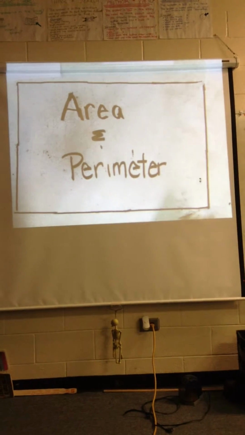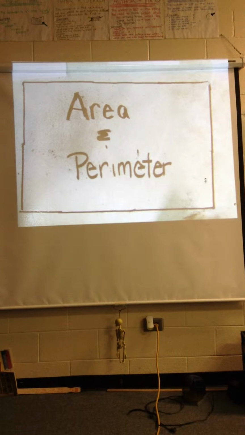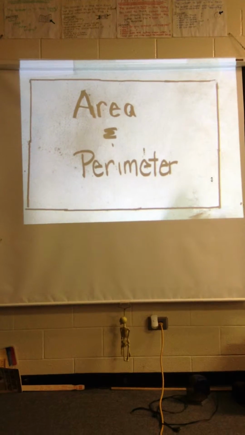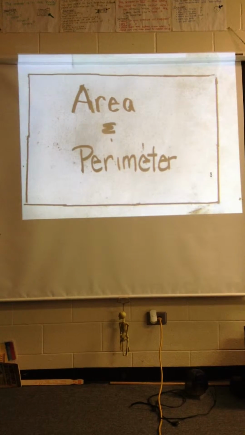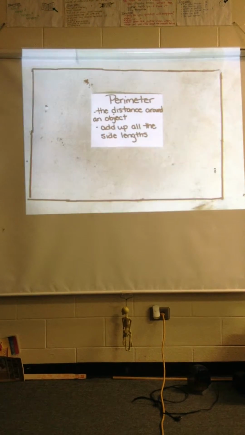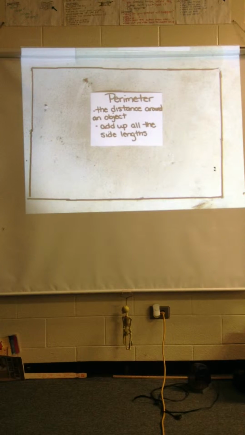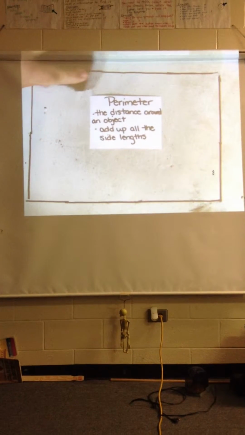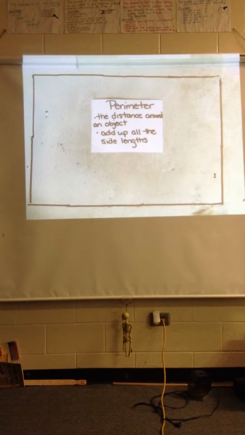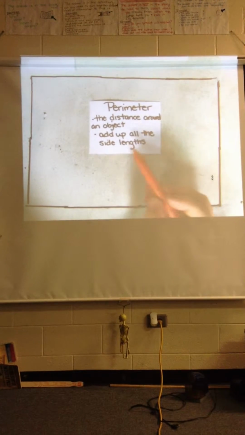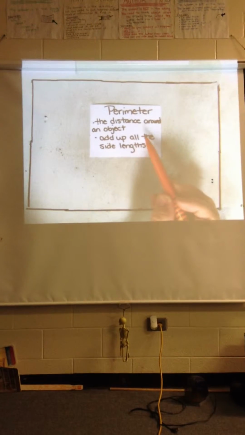All I'm going to do right now is just go over some area and perimeter problems if you want to review for your test. First, what is perimeter? Perimeter is the distance around an object. As if you were going to put a fence around your house, you need to know the perimeter in order to buy wood. To find the perimeter, you add up all the sides.